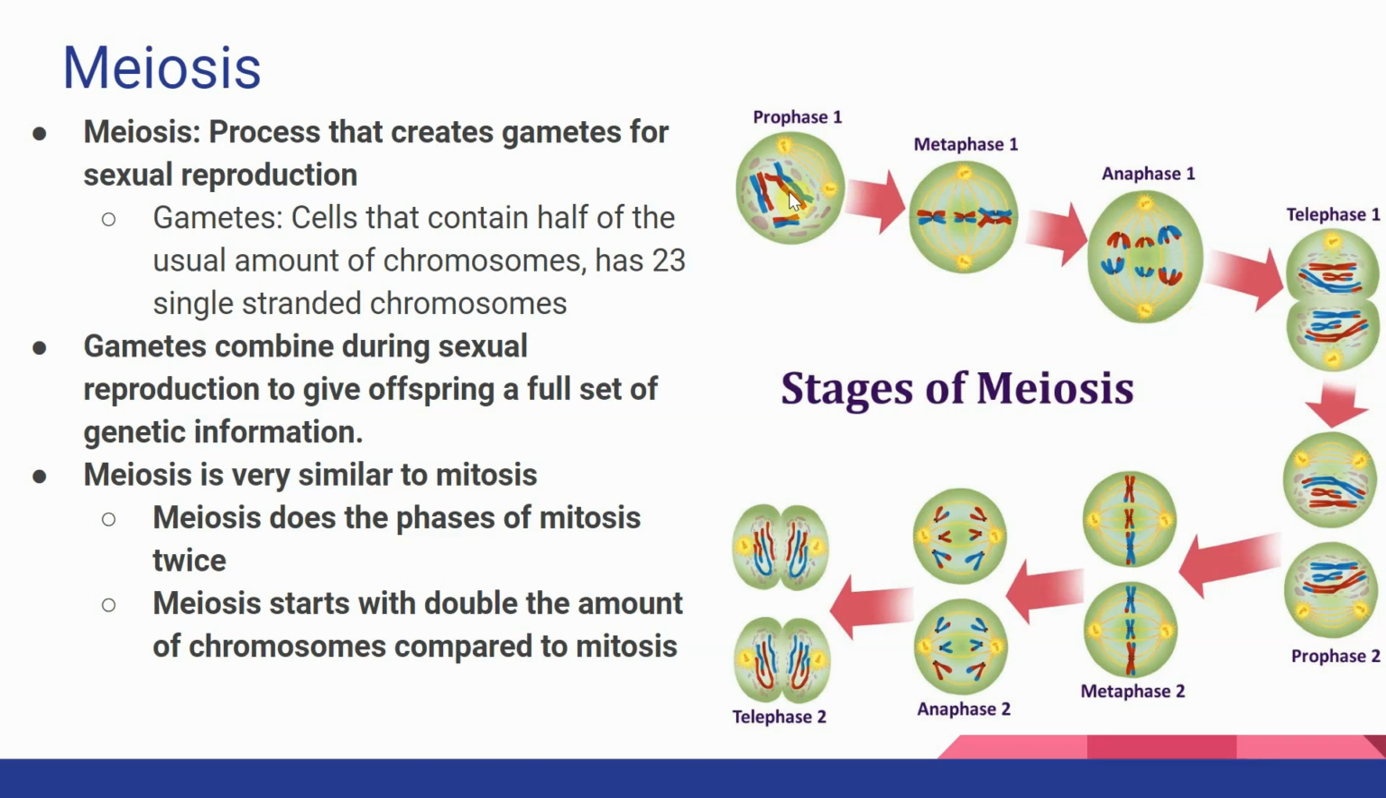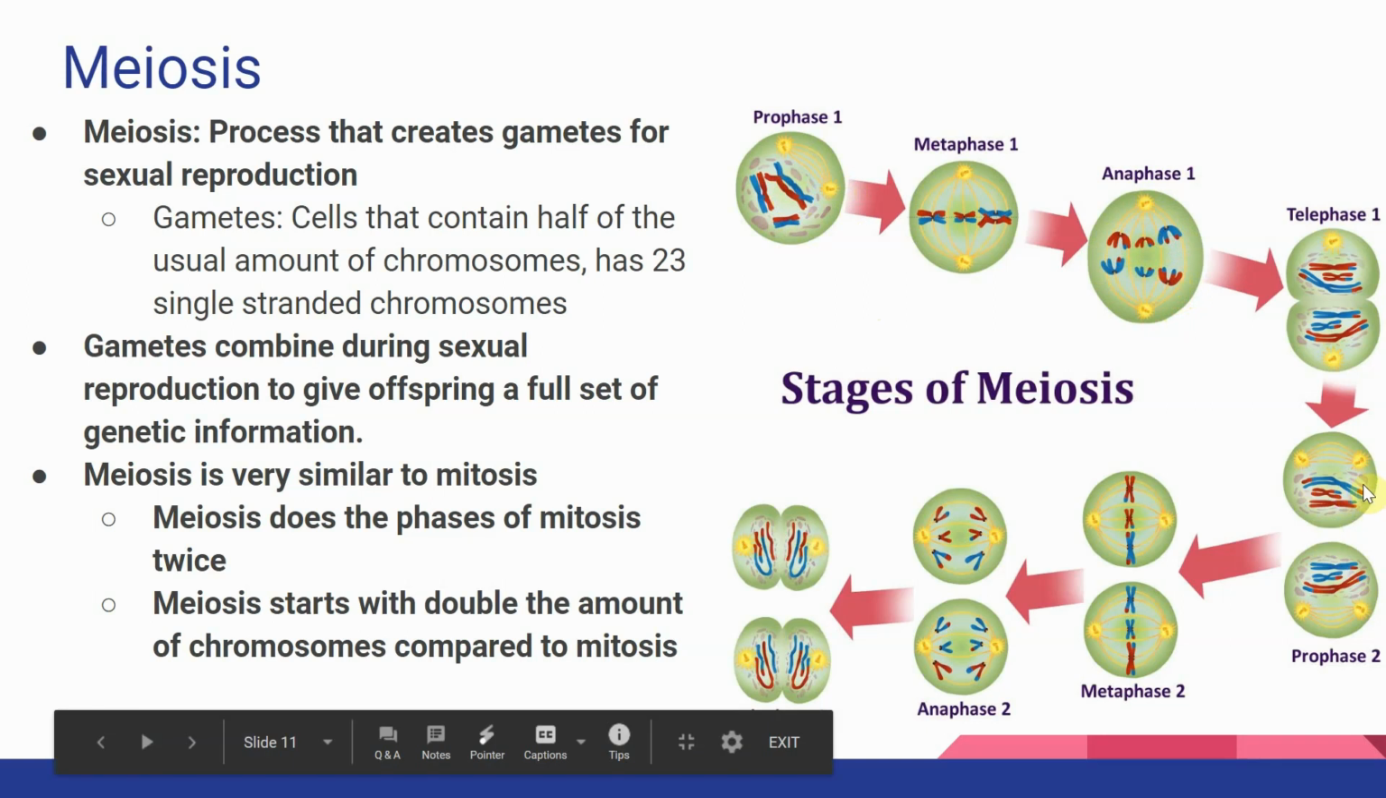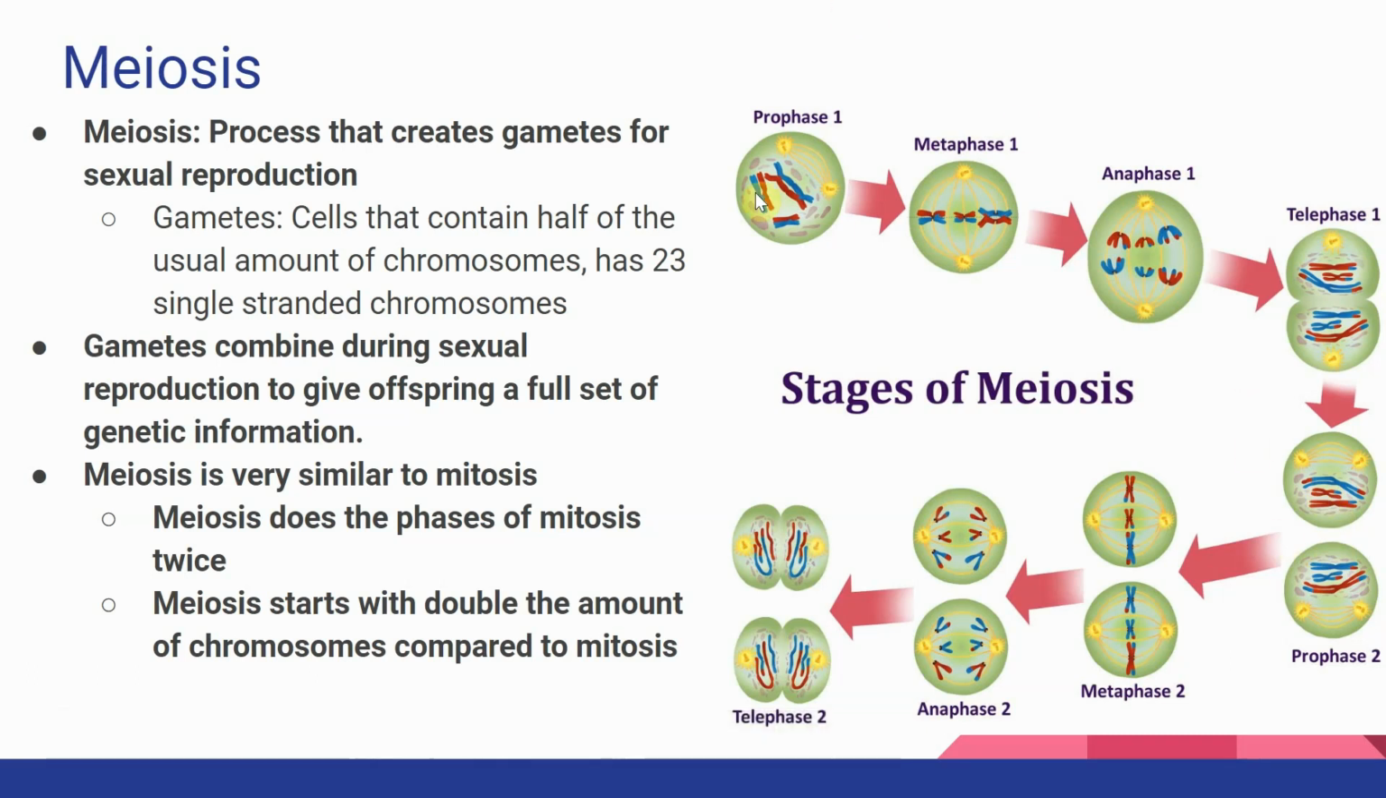So when we start off here in prophase 1, we're starting with double the amount than we normally would in mitosis. So if we take a look down here, we just have these double-stranded chromosomes. These two cells look much more similar to what we're used to dealing with in mitosis. So in the first set of meiosis stages, the first round of these stages of mitosis, we're going to have double the amount of DNA here.